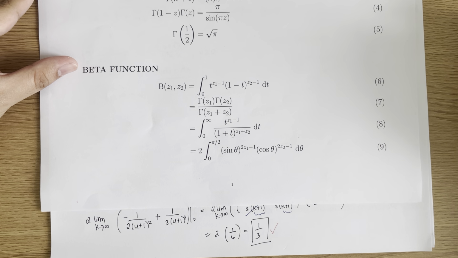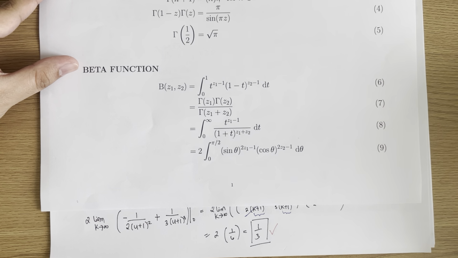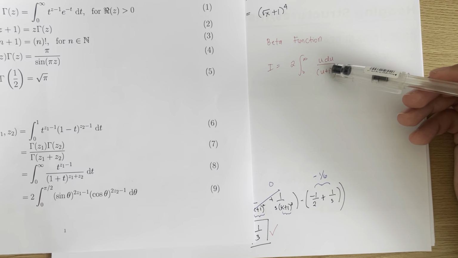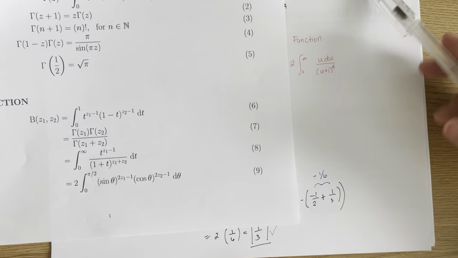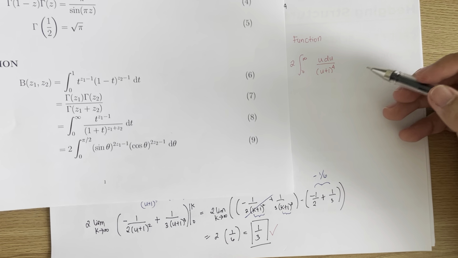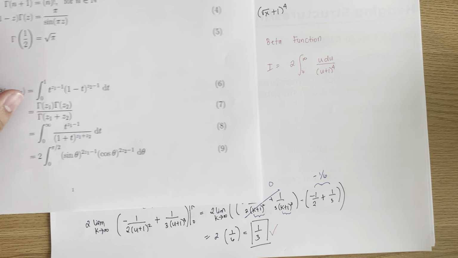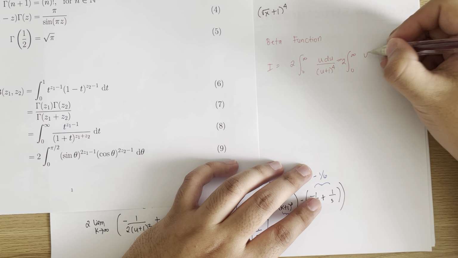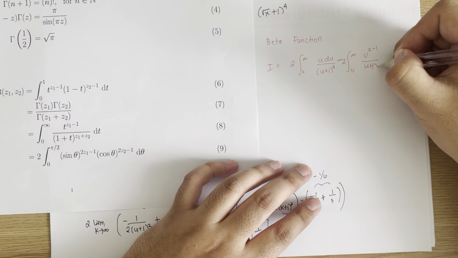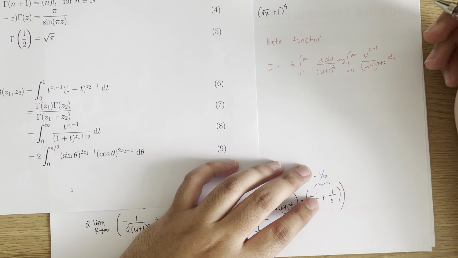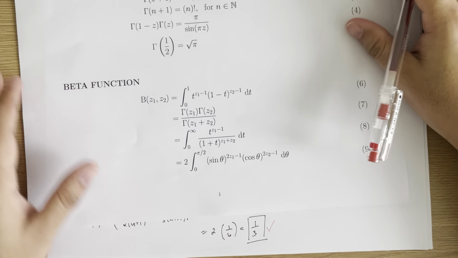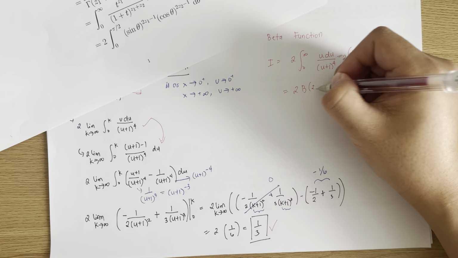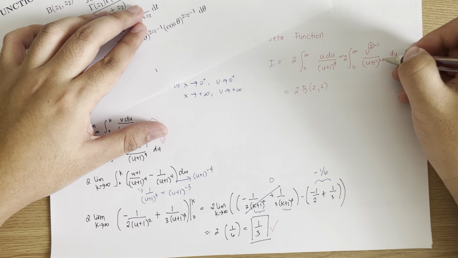If you look at formula number 8, right here is something that is similar to the integral that we have here, where z1 is equal to 2 and z2 is equal to 2 as well. So this one can be expressed as 2 times the integral from 0 to infinity of u to the 2 minus 1 over (u plus 1) to the 2 plus 2 du. So in other words, our integral here is equal to 2 times beta of 2, 2.